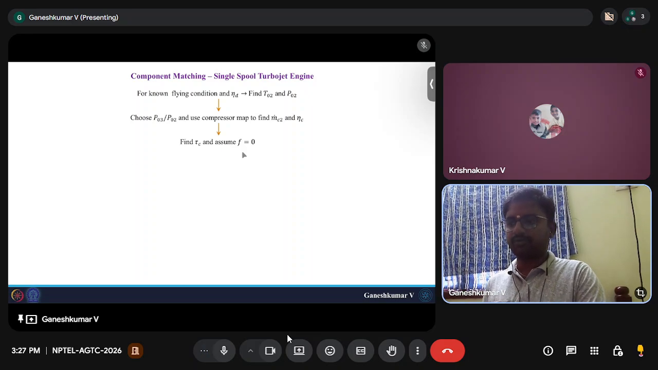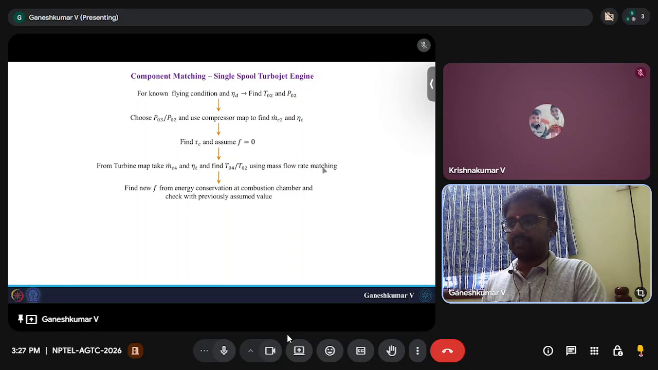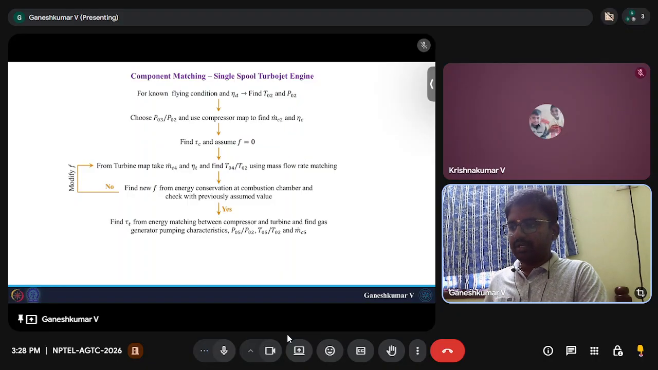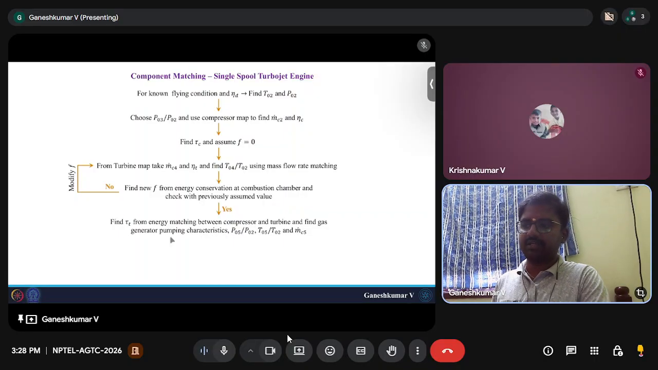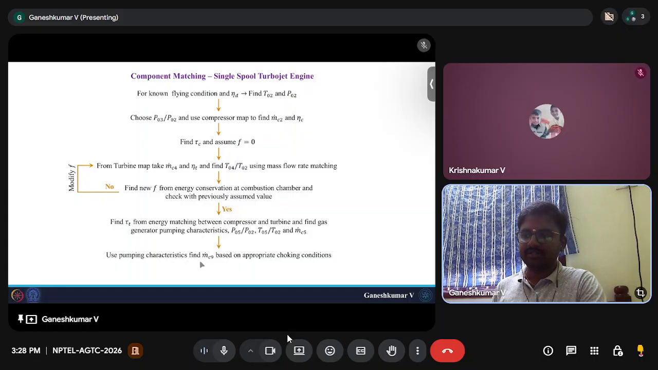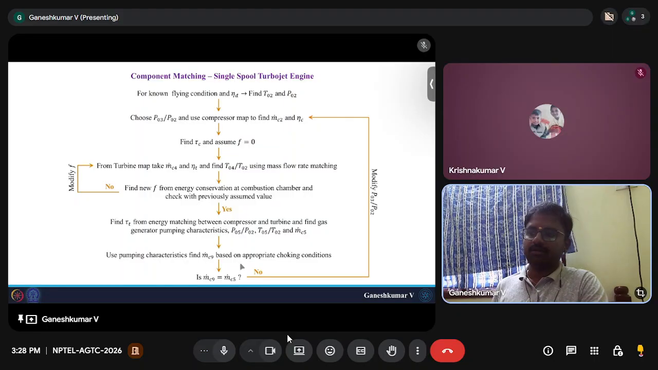So there are two steps. First, assume F equal to 0. And from the turbine map, you find m dot C4, eta T, and T04 by T2 using the mass flow rate matching. And find the new F from energy conservation of the combustion chamber and check whether these match. If not, you modify the F and continue this process until you settle with the correct m dot C4, eta T, and T04 by T2 for the specific F. Once it matches, find tau T from the energy matching between the compressor and turbine, and find gas generator pumping characteristics such as P05 by T02, T05 by T02, and m dot C5. Once you find m dot C5, use pumping characteristics to find m dot C9 based on the appropriate choking condition. And if m dot C9 is equal to m dot C5, then matching is complete.